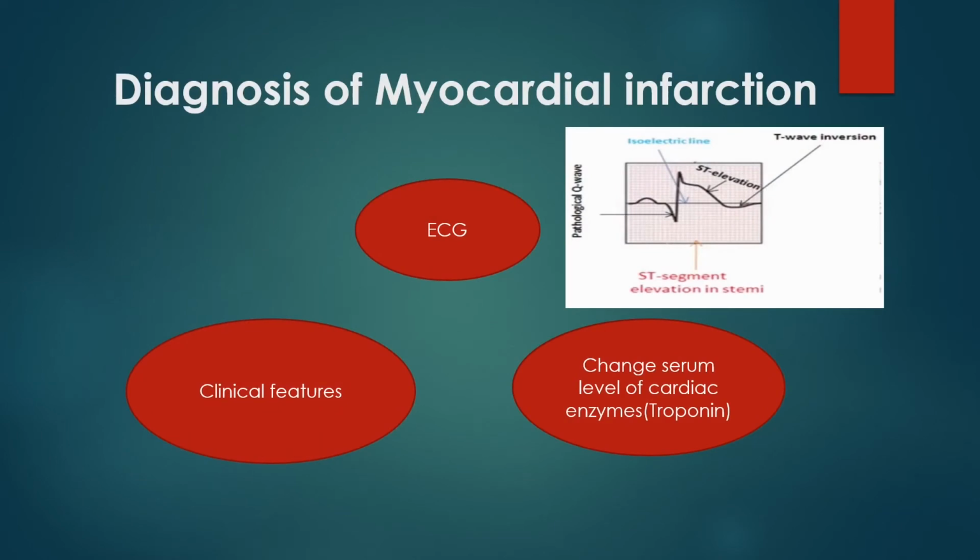Diagnosis of myocardial infarction is done in three ways. First, by taking an ECG of the patient by the physician. Second, by change in serum level of cardiac enzymes like troponin. The normal level of troponin in the blood is 0.04 nanogram per milliliter, and a heart attack occurs when the troponin is above 0.4 nanogram per milliliter. Third is the clinical features as we know.